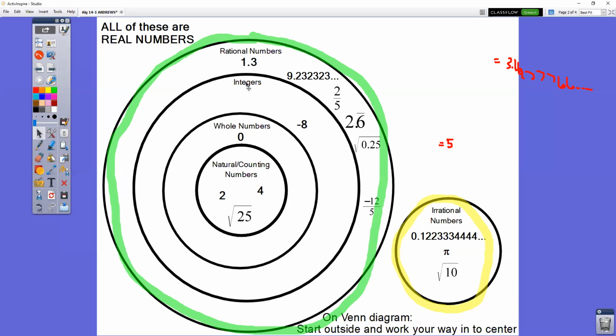0 is a whole number, an integer, and rational. -8 is an integer and rational. And these ones on the outside are just rational numbers. Again, your irrational numbers are your ugly, big, long, ugly, non-repeating, non-terminating decimals.